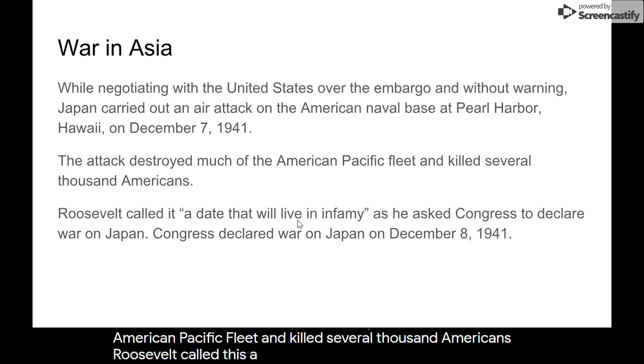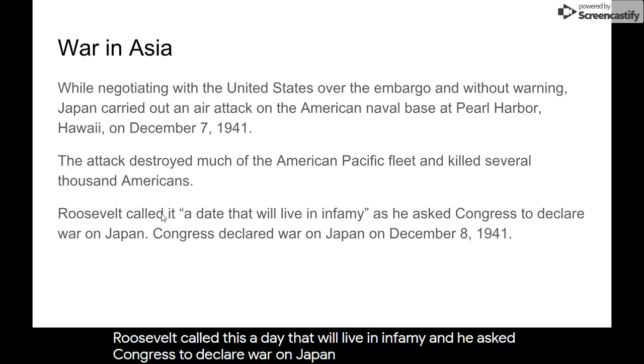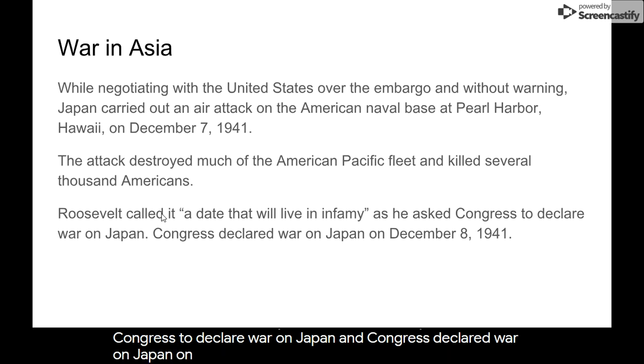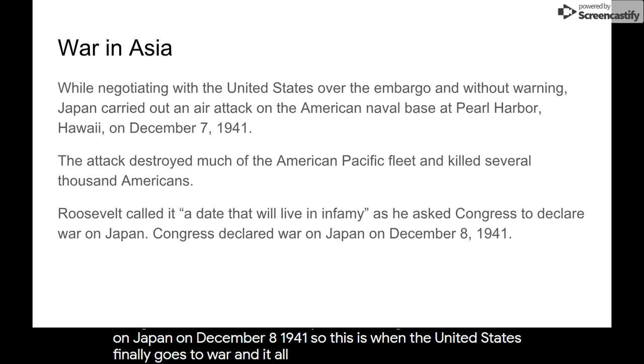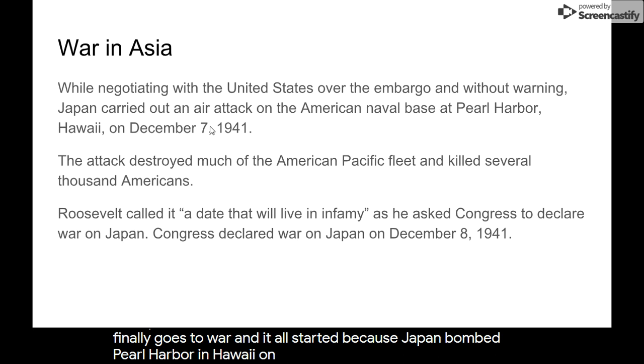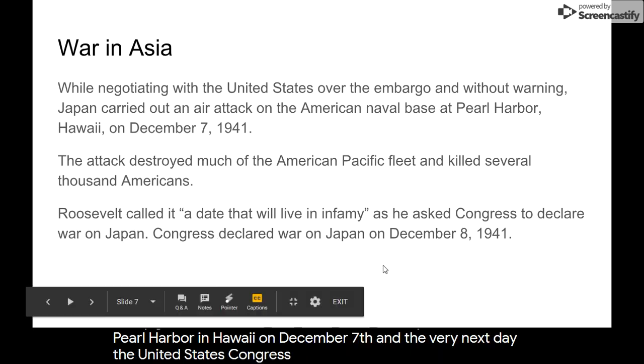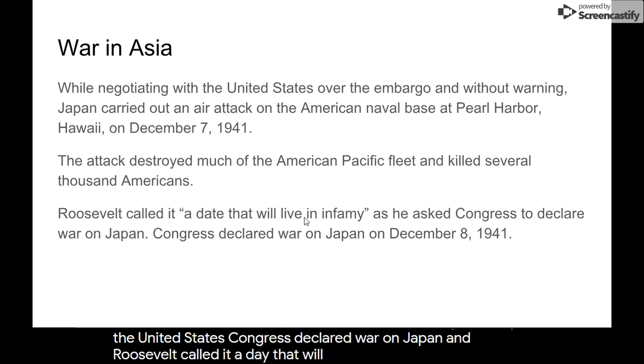Roosevelt called this a day that will live in infamy, and he asked Congress to declare war on Japan. And Congress declared war on Japan on December 8th, 1941. So this is when the United States finally goes to war. And it all started because Japan bombed Pearl Harbor in Hawaii on December 7th. And the very next day, the United States Congress declared war on Japan. And Roosevelt called it a day that will live in infamy.